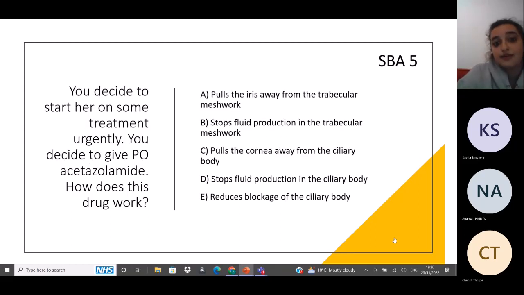SBA 5, so following on from the same question, you decide to start her on some treatment urgently. You decide to give her some oral acetazolamide. How does this drug work? Does it pull the iris away from the trabecular meshwork? Does it stop fluid production in the trabecular meshwork? Does it pull the cornea away from the ciliary body? Or does it stop fluid production in the ciliary body? Or does it reduce blockage of the ciliary body?